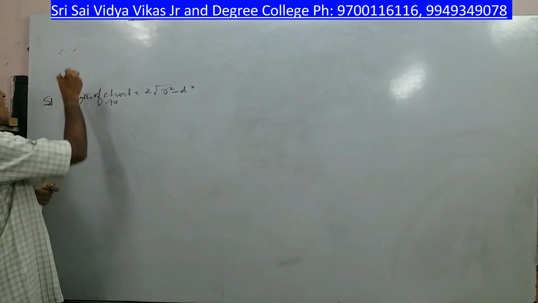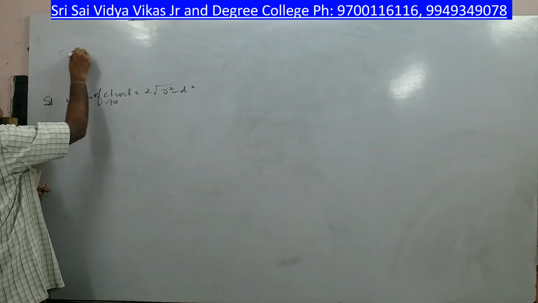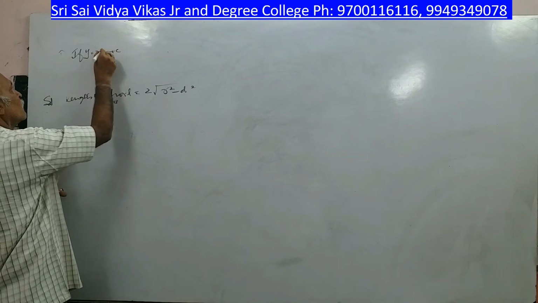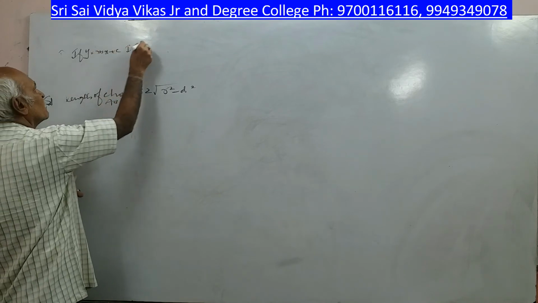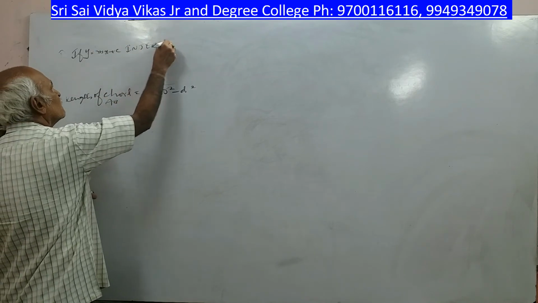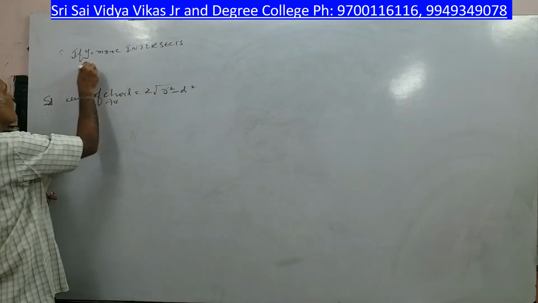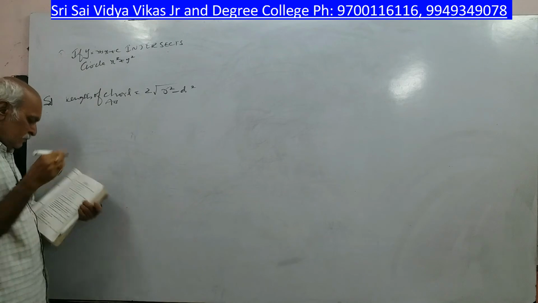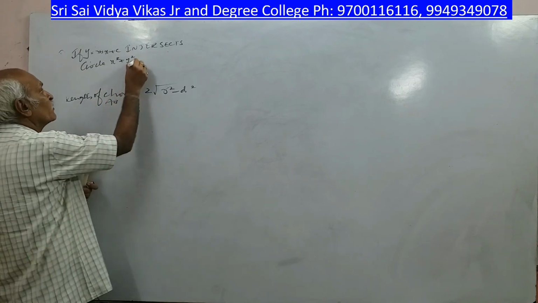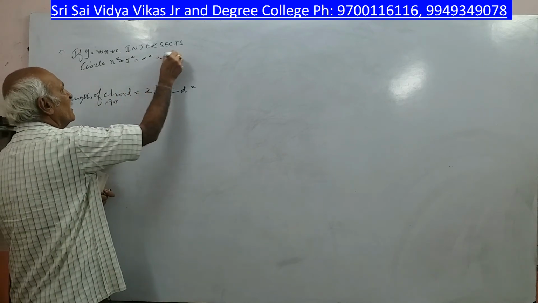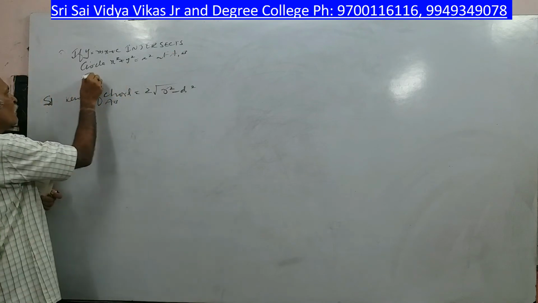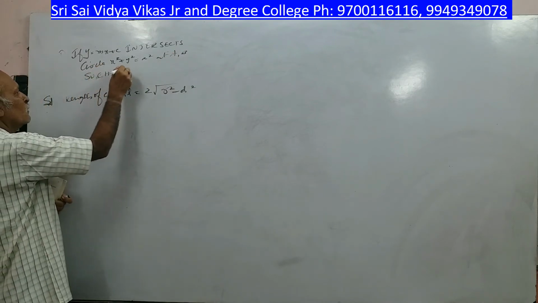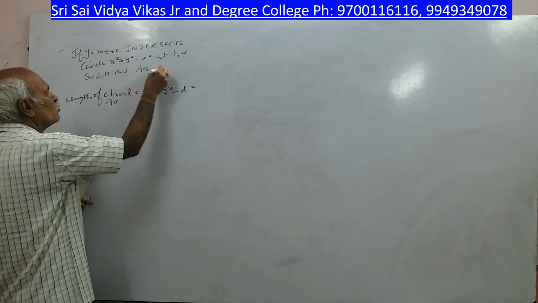Now next, if y is equal to mx plus c intersects the circle x square plus y square is equal to a square at A comma B such that AB is equal to 2 lambda.